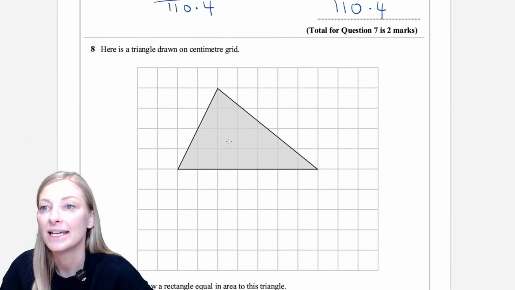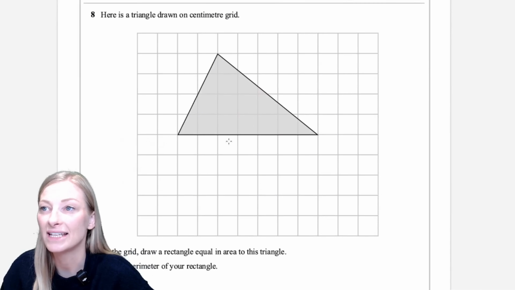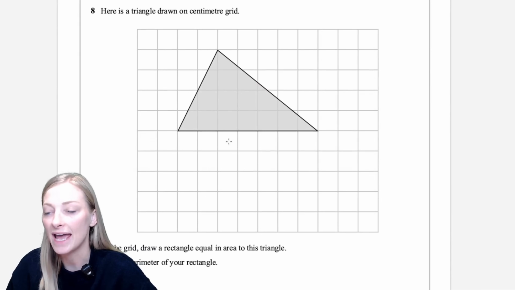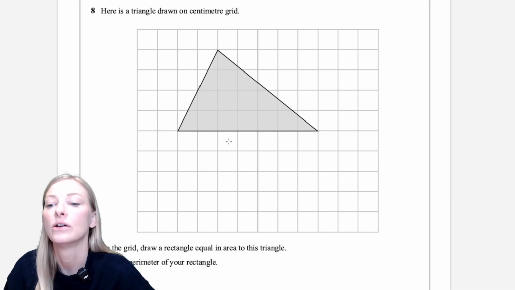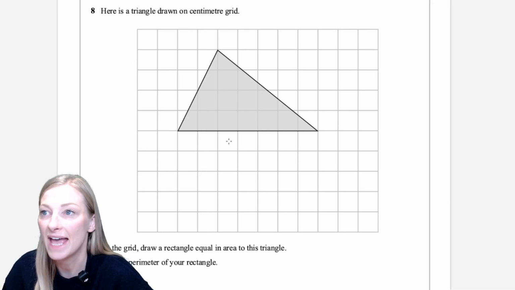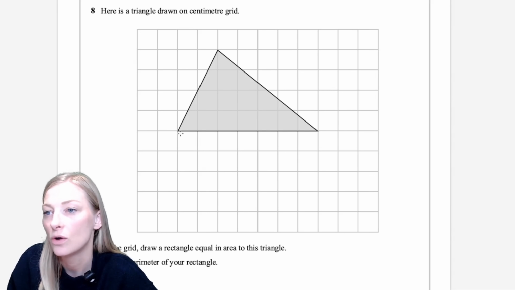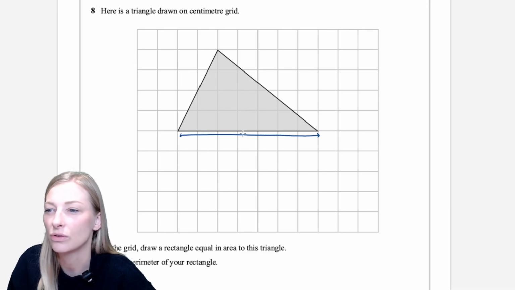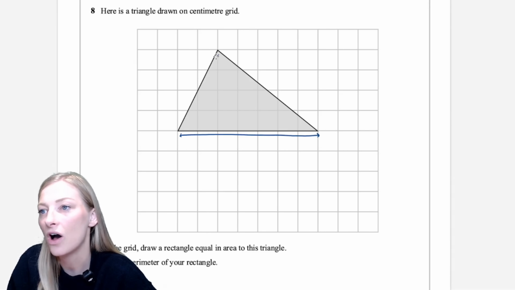Question number 8. Here is a triangle drawn on centimetre grid. On the grid, draw a rectangle equal in area to this triangle. Find the perimeter of your rectangle. So let's start by working out what the area of this triangle is. We can see that it has a base of 7, 1, 2, 3, 4, 5, 6, 7, and the height has to be perpendicular.